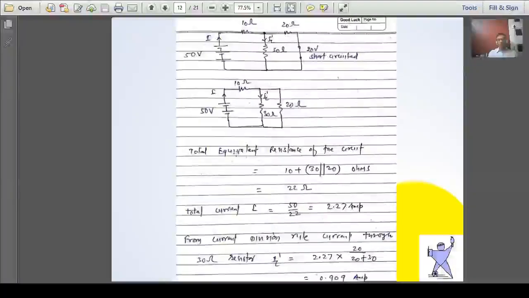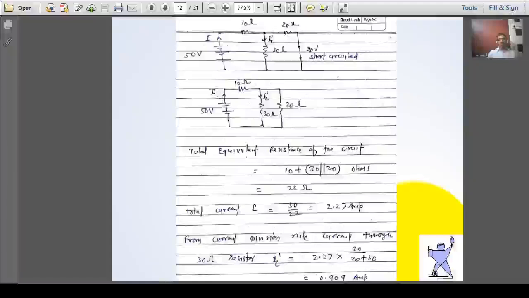So the total equivalent resistance of the circuit is 10 plus the parallel combination of 20 and 30, which gives you 22 ohm total equivalent resistance. Now we know the total equivalent resistance and the total voltage, so we can calculate the current flowing in the circuit. The total current I is equal to V upon R, V is 50, R is 22. In that manner we calculated 2.27 ampere current that is flowing out of the positive terminal of this 50 volt source.